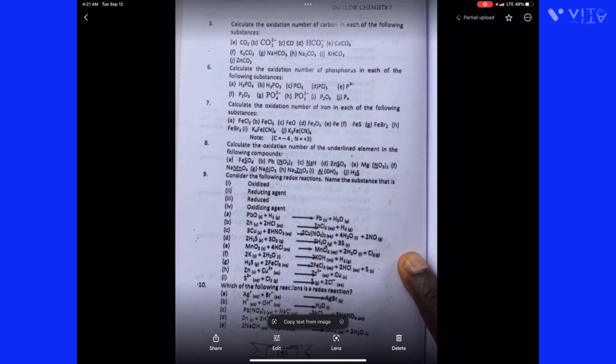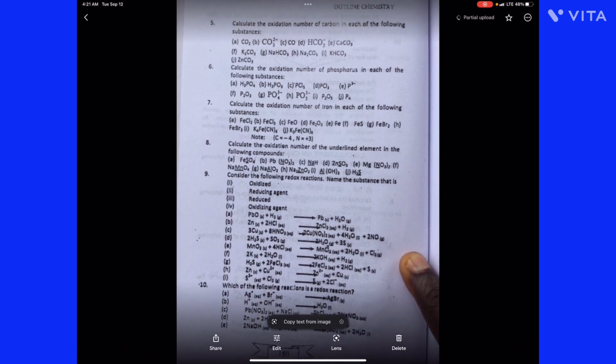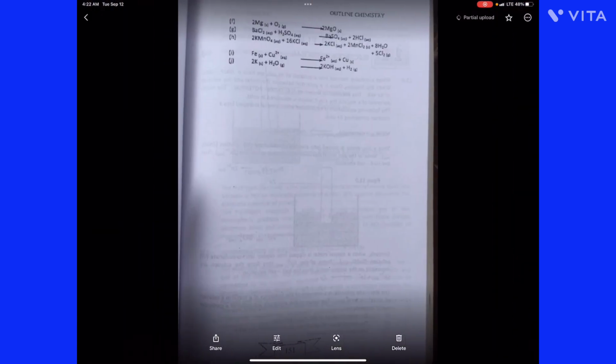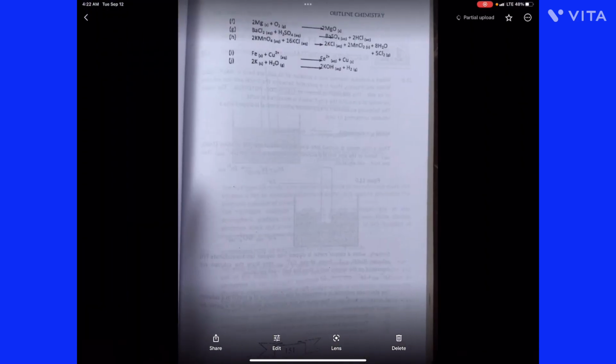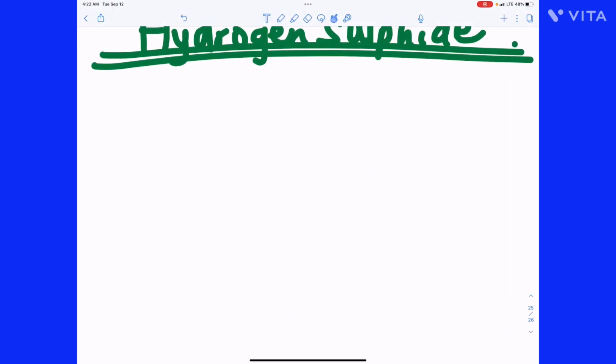So let's continue. Okay, I think we're going to pause here for now and maybe do numbers 9 and 10 in our next video. And that's the end of this basic calculations on oxidation number of atoms in different elements. I'll give you an exercise at the beginning of the next video.